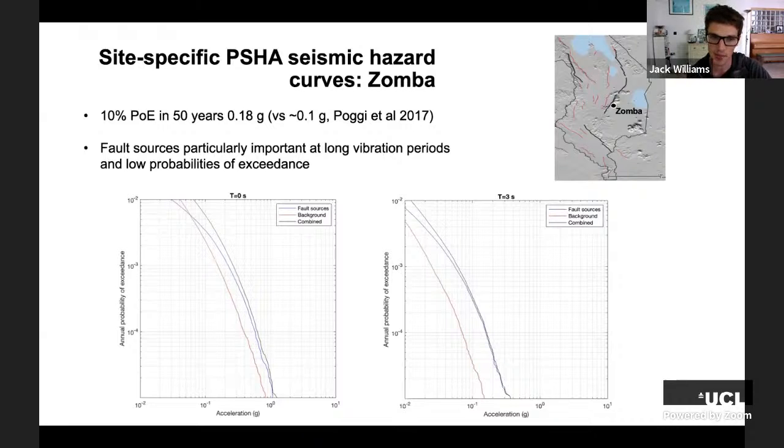What's really noticeable is that by including the fault sources in our PSHA, if you look at these seismic hazard curves, you'll notice that at the lower annual probabilities of exceedance, the fault sources are much more important in contributing to the hazard, and also at longer vibration periods as well. The plot on the right is the spectral acceleration at 3 seconds. You can see the fault sources are the main source of the hazard. Next slide, please.